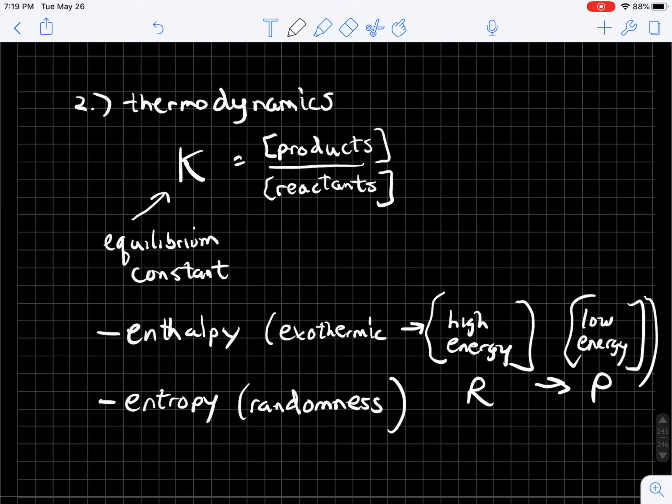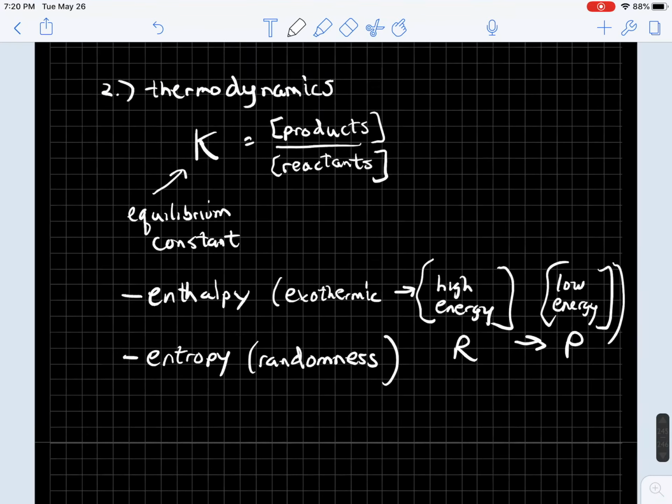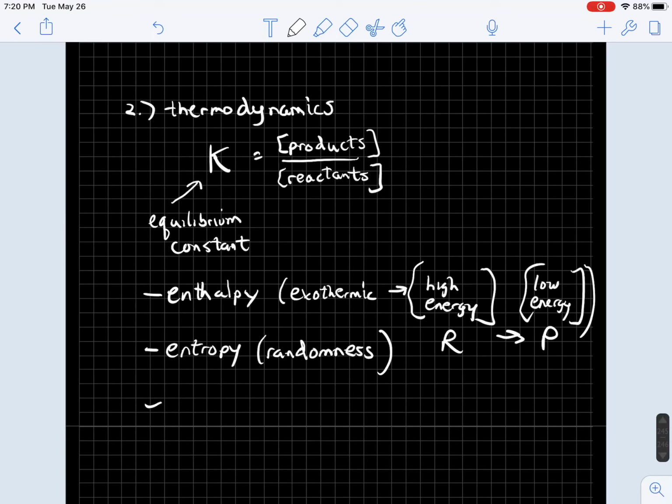So when we talk about thermodynamics and we say something is thermodynamically favorable, things that are exothermic tend to be more favorable. Things that produce randomness tend to be more favorable. But there are lots of exceptions, because the third thing that you have to consider in thermodynamics is the thermal environment.